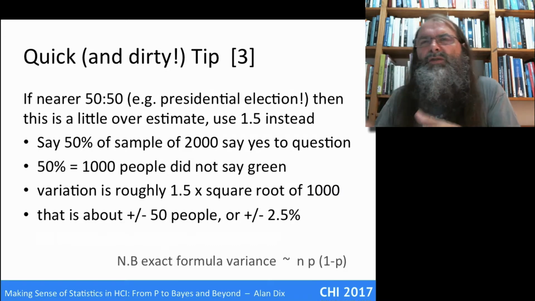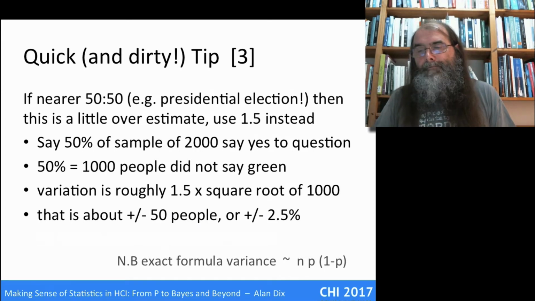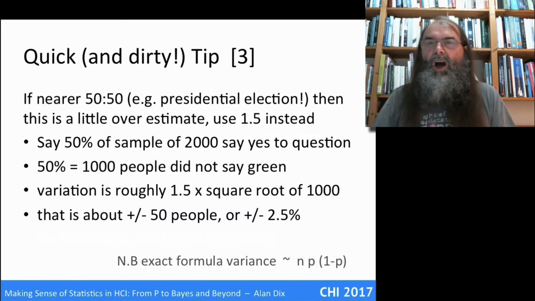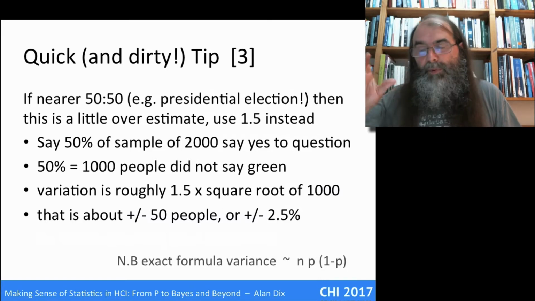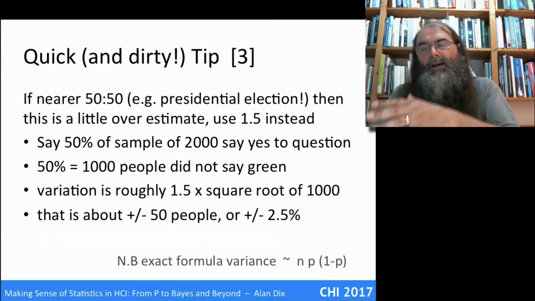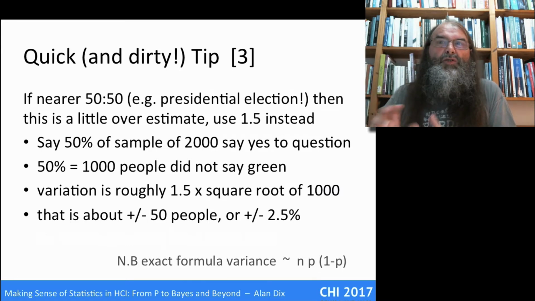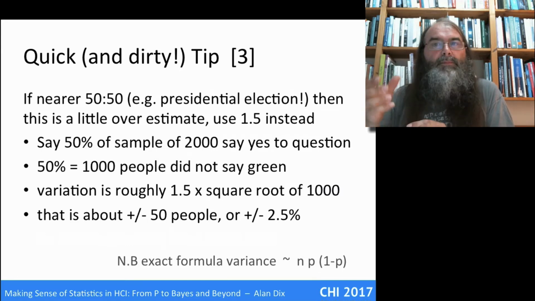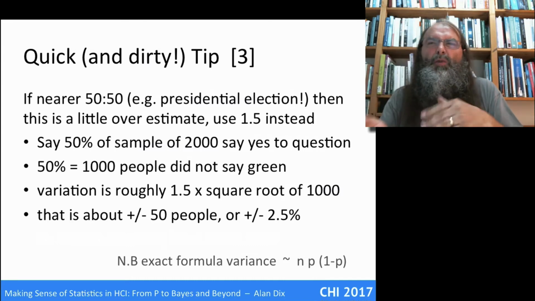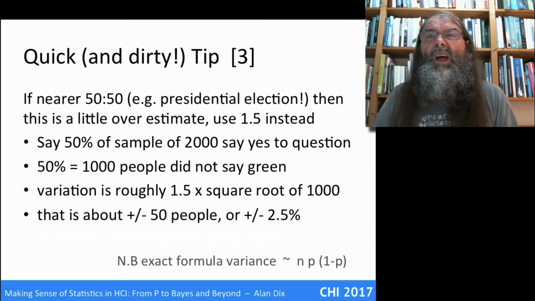50% corresponds to exactly 1,000 people out of a 2,000 sample. The square root of 1,000 is 30-ish, 30 plus a bit. 1.5 times that is about 50. So plus or minus 50 people is a reasonable variation on that 1,000. Dividing by your 2,000 people, that comes to about plus or minus 2.5%. So your 50% could be somewhere between 47.5 and about 52.5, thereabouts.